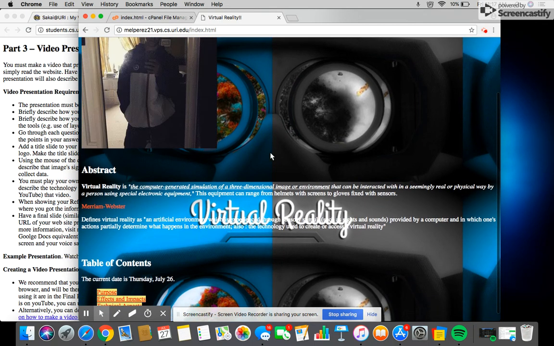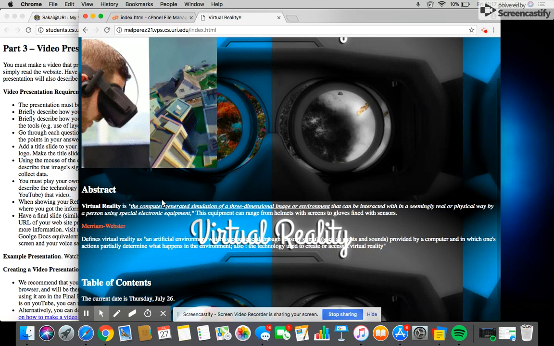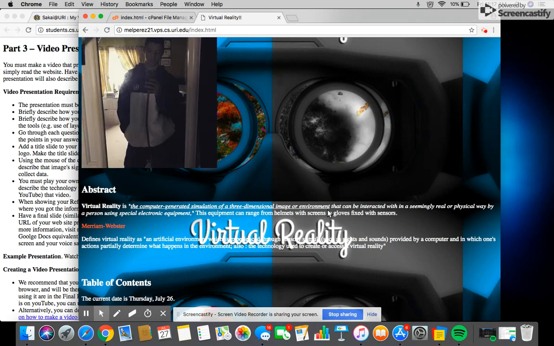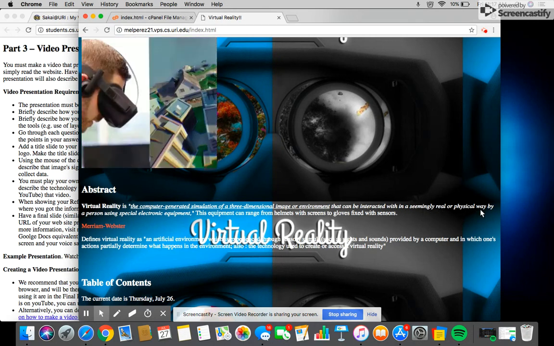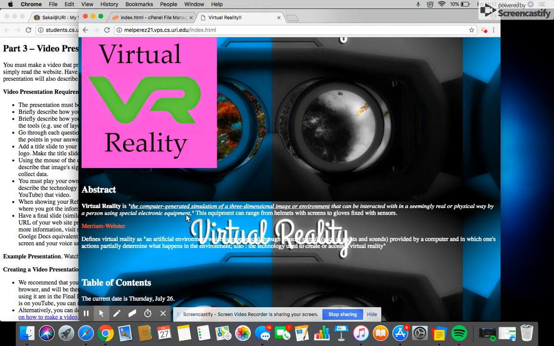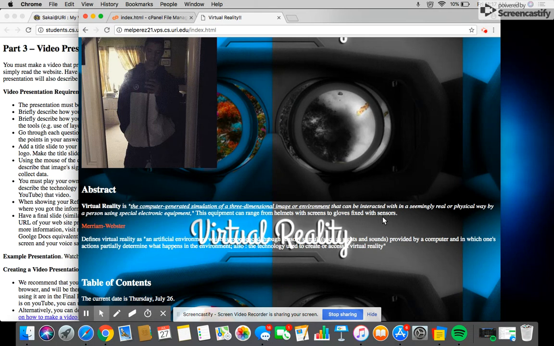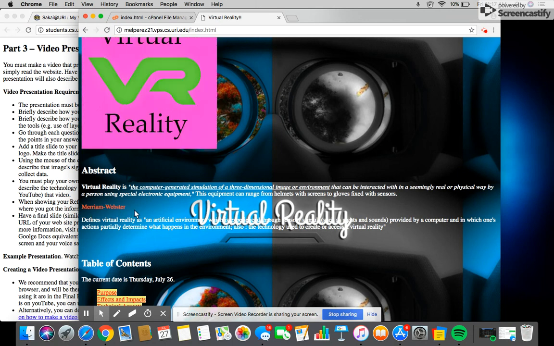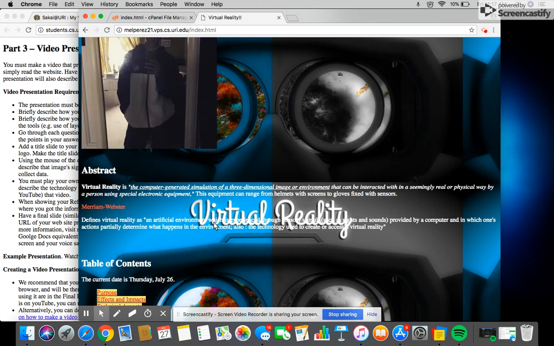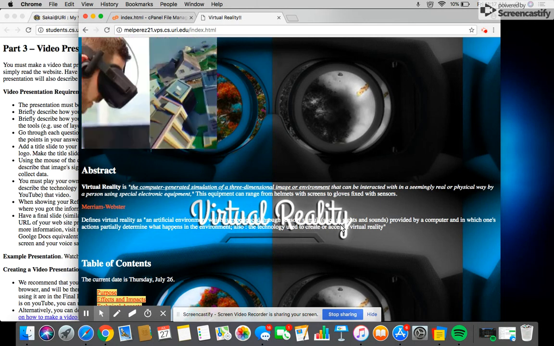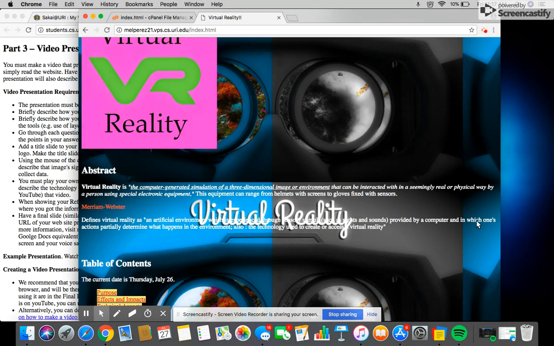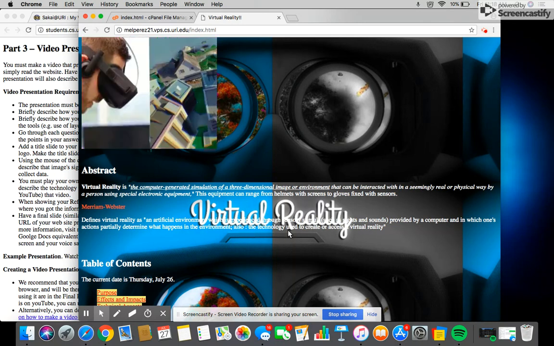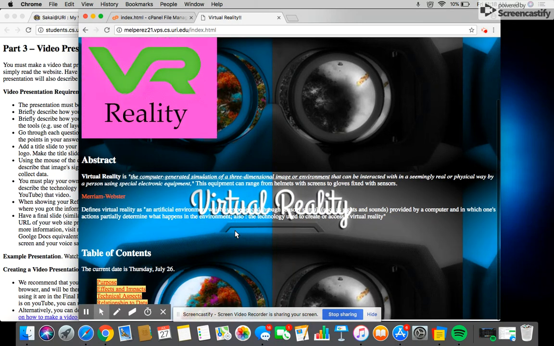Here I have a brief description of what virtual reality is. Virtual reality is the computer-generated simulation of a three-dimensional image or environment that can be interacted with in a seemingly real or physical way by a person using special electronic equipment. This equipment can range from helmets with screens to gloves with sensors. This is a definition on the internet by Merriam-Webster. It defines virtual reality as an artificial environment which is experienced through sensory simulation such as sights and sounds, provided by a computer and in which one's actions partially determine what happens in the environment. Also, the technology used to create or access virtual reality.